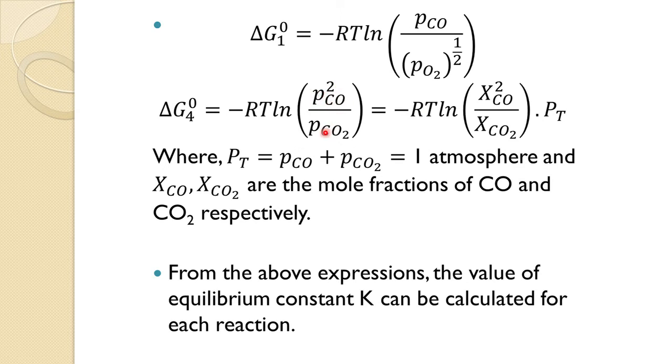So, the equilibrium constant is this, and now this can be written in terms of mole fraction, and we are assuming a pure system where CO and CO2 only are there. So, total pressure would be 1 atmosphere. So, one can interchange these things, write in mole fraction, volume fraction, partial pressure and other ways, and I hope those who are taking this course are familiar with these terms. So, from the above expression, the value of equilibrium constant K can be calculated for each reaction.